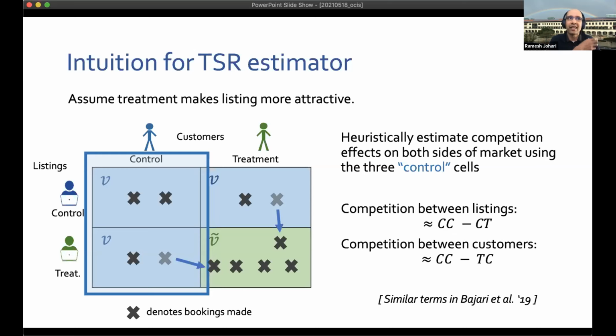And I guess just more generally, I would say that this idea of using creative design on both sides of the market is also something which is in the work by Jean Pouget-Abadi and others at Google in their work on bipartite experiments and design there, where one can start to get creative about exactly what kinds of randomization schemes and estimation schemes can allow us to debias.